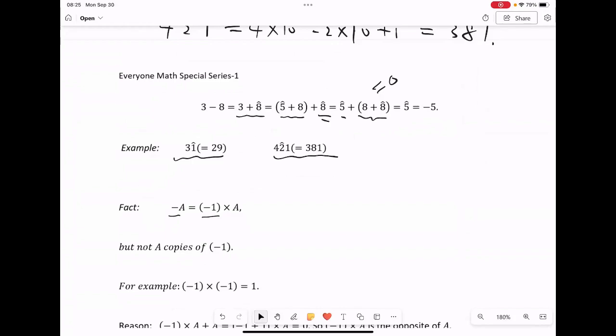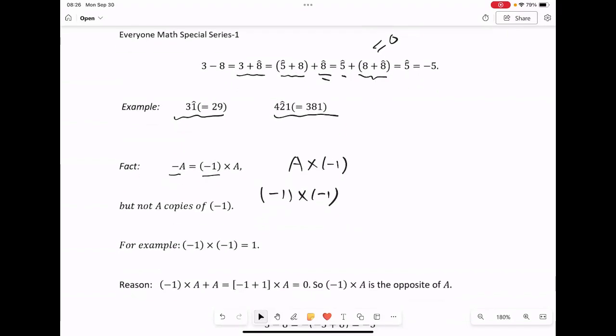Because of the commutative rule, you can talk about it as the same as a multiplied by -1. So you can say negative a actually is a copy of -1. But obviously, when you talk about -1 times -1, it does not make sense to say -1 copy of -1, because from now on, multiplication is no longer the replacement of addition. Okay, it has a more advanced meaning for multiplication actually.